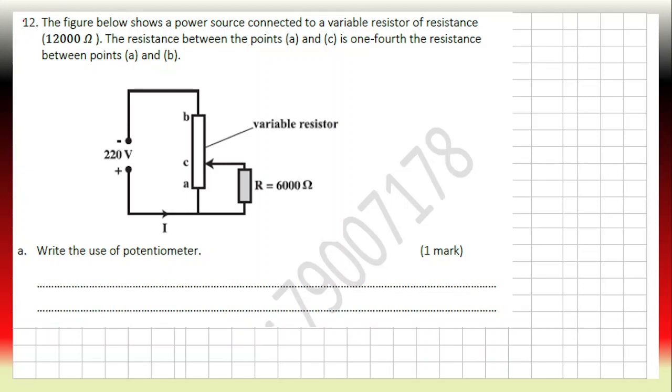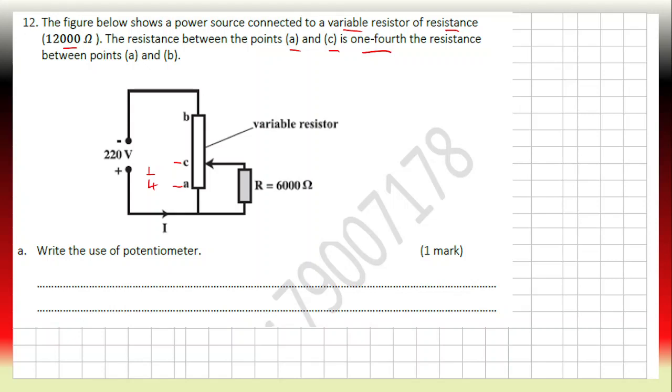Okay, so question number 12. The figure below shows a power source connected to a variable resistor of resistance 12,000 ohms. The resistance between the points A and C is 1/4 of the resistance between A and B. Write the use of a potentiometer.